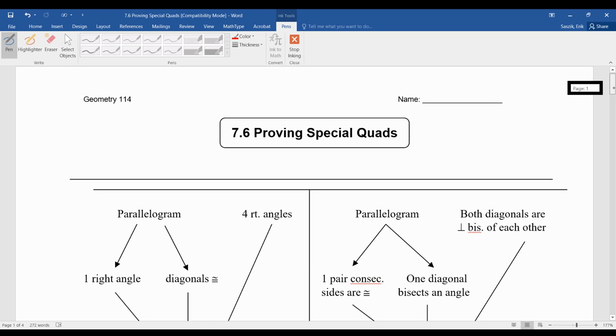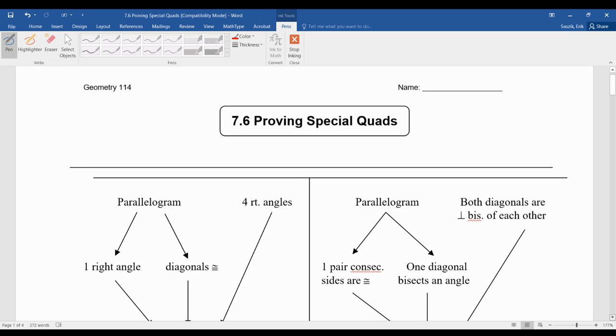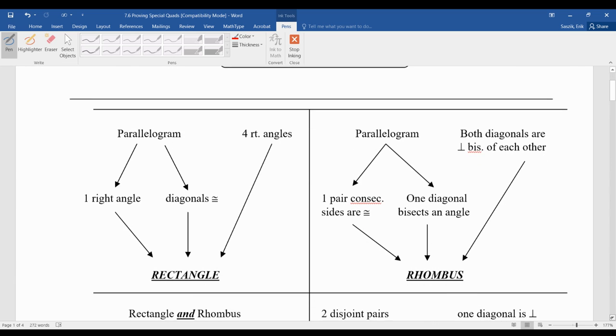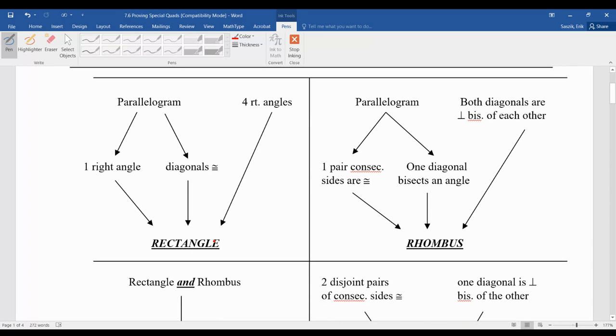All right, so last lesson, we talked about how to prove that you have a parallelogram. Now we're going to talk about how you prove you have different quadrilaterals. And this little chart here in the front should help you. To prove that you have a rectangle, you have three options. The first two options are the most common for sure.